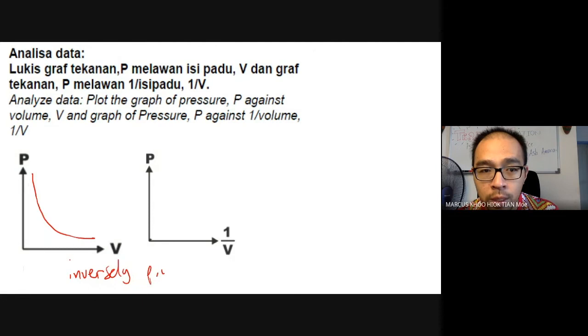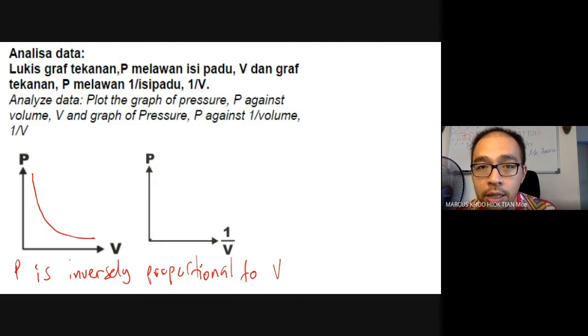I'm doing this revision because I suspect that a lot of you have forgotten what you have learned under Teacher Fiona. P is inversely proportional to V. Again, whatever the axis here, you just follow the axis. Except that if you see this kind of graph, this is an inversely proportional graph.